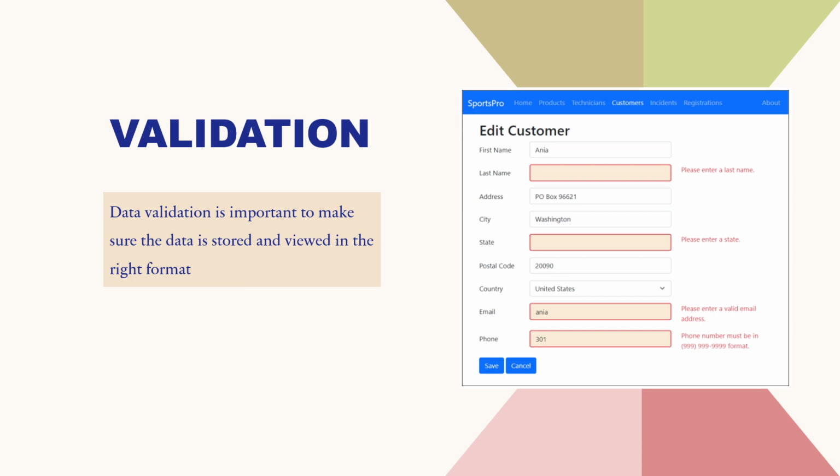Another important feature that you need to make sure you have in any of your web apps that you make is data validation. And data validation is important to make sure that the data is stored and viewed in the right format. Because when you make something like a SQL server to store your data, you need to make sure that it's in the right text, number, or date format.